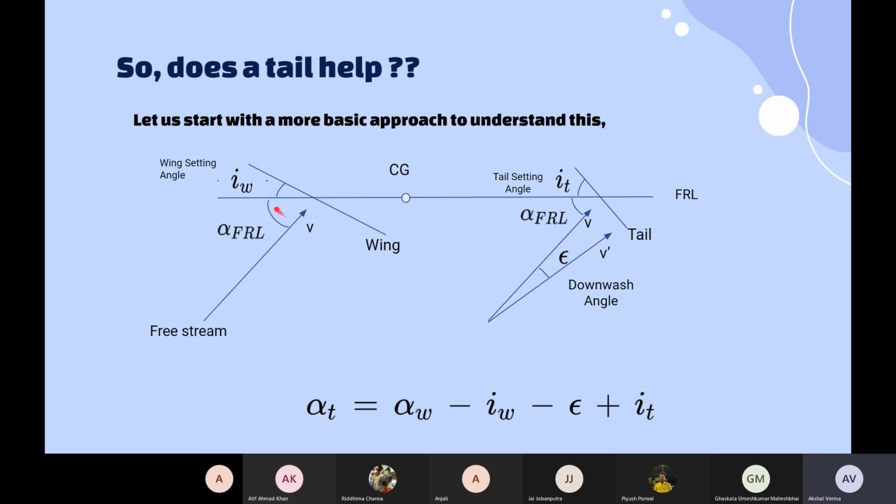And how does it come out? As you can see, alpha for the wing will be IW plus alpha FRL, right? So your alpha FRL can be written as alpha W minus IW. And if you look at the angle of attack at your tail, it will come out to be IT plus alpha FRL minus epsilon due to this downwash. So finally your angle of attack at the tail position will come out to be alpha W minus IW minus epsilon plus IT. This is the schematic of your aircraft, which has a tail along with a wing, and this is the value of angle of attack at the tail.